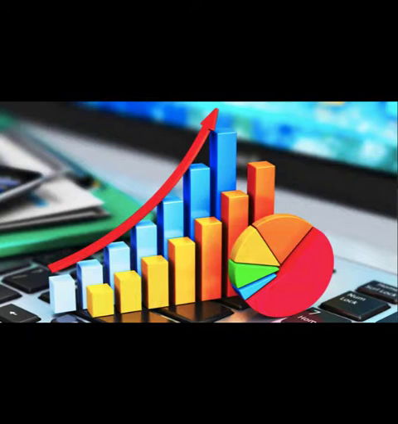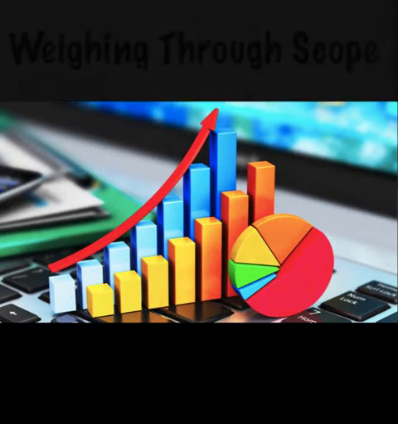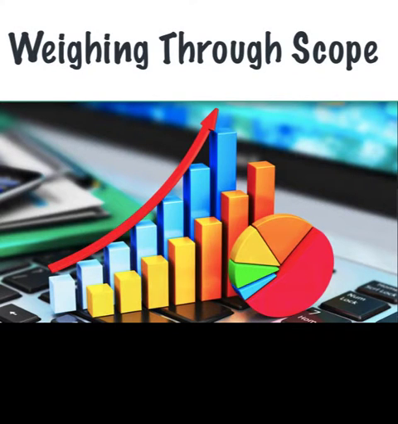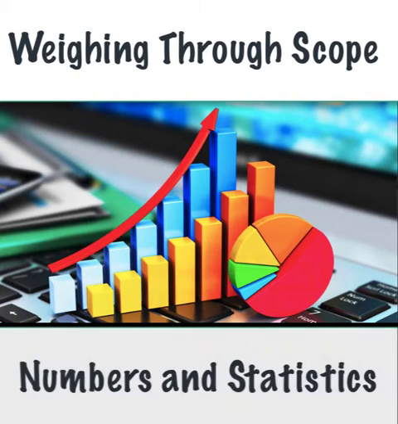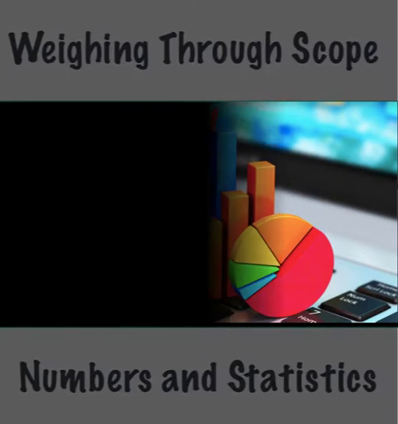Okay, so what are some of the ways we can do this? Well, the first way we can do this is weighing through something called scope. What does weighing in scope mean? It means that we compare the numbers. So what are the effects based on statistics? Whoever has the better statistics should end up winning the round.